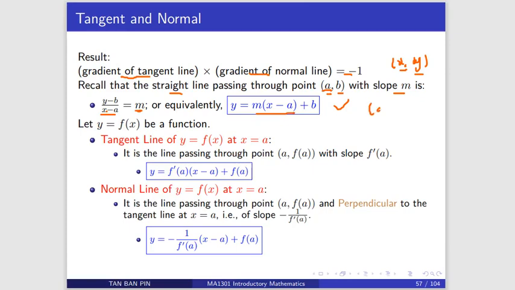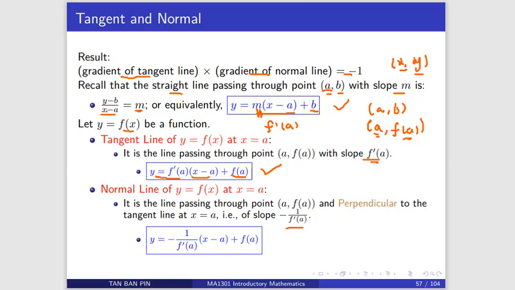And instead of looking at the point (a, b), if you consider y = f(x), then you should be looking at (a, f(a)), because the y value is just f(a). If x is a, the y value is f(a). So that means b is just f(a). And the gradient m is just f'(a). So the slope is just f'(a). So that means the equation of the tangent line can also be written as y = f'(a)(x - a) + f(a).